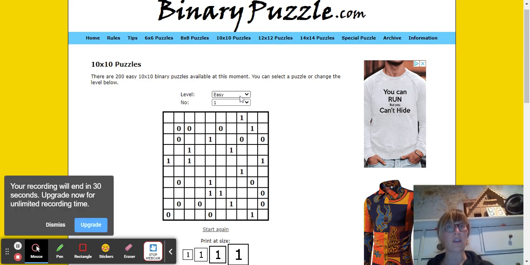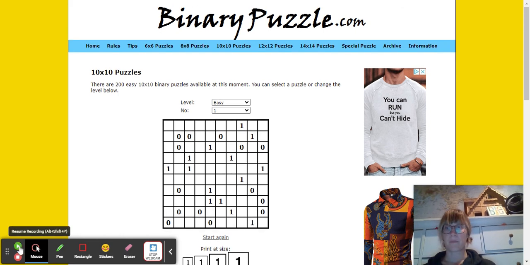You can also change the challenge level on the drop down and make that true of any size puzzle. So you can do that for a smaller one or for a bigger one.